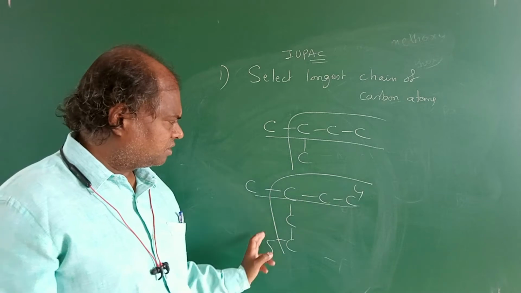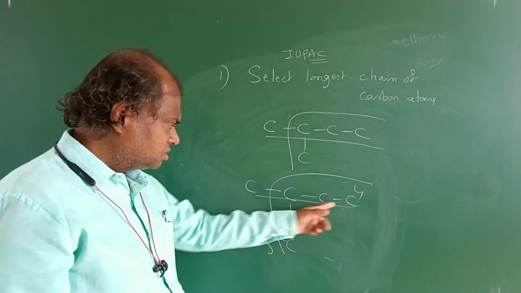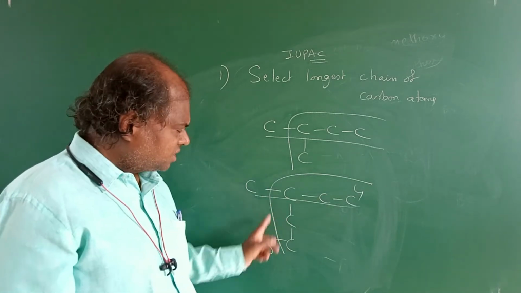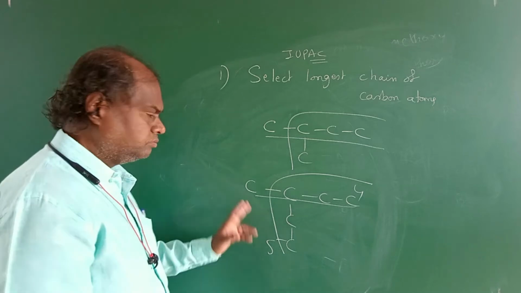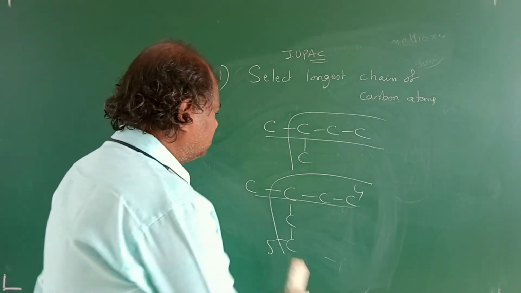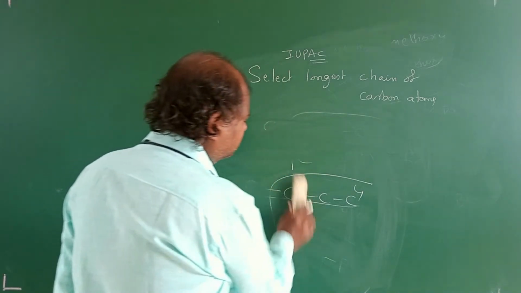1, 2, 3, 4, 5. So you take this as the longest chain, right? Okay? Be careful here. This is not like this. You have to decide what the longest chain is, clear? So I hope you're getting it. Then the second rule is, students, I hope you're getting it.